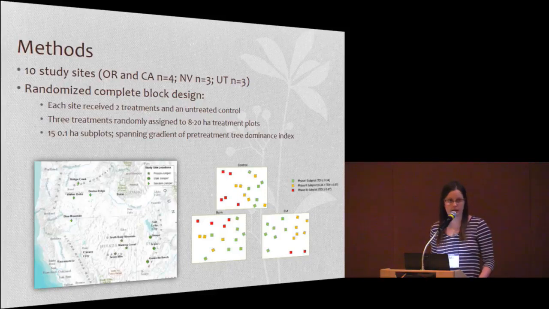So we had 10 study sites throughout the West. We had 1 in Northern California, 3 in Oregon, 3 in Nevada, and 3 in Utah. And we used a randomized complete block design. Each site received 2 treatments and an untreated control. Those 3 treatments were randomly assigned to 8 to 20 hectare treatment plots. Then within those treatment plots, we established 15 1-hectare subplots, and they were established to span a gradient of tree dominance index.